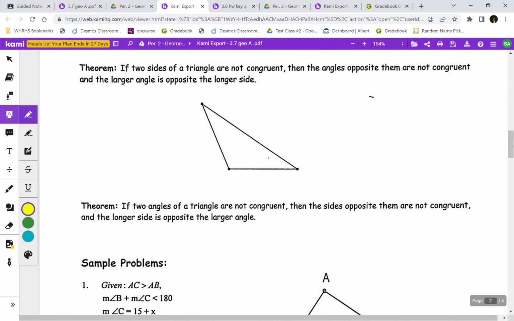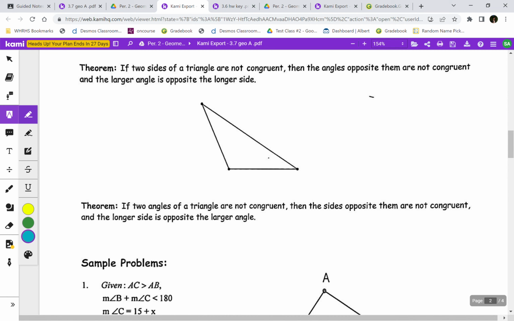Okay, so what does this theorem tell us? I'll read it to you and then I'll explain it to you. It says if two sides of a triangle are not congruent, then the angles opposite them are not congruent, and the larger angle is opposite the longer side. What does this mean? All this is saying is that if I have a bigger angle, it's going to take a longer side to close it up, versus if I have a smaller angle, it will take a shorter side to close it up. And that makes perfect sense.